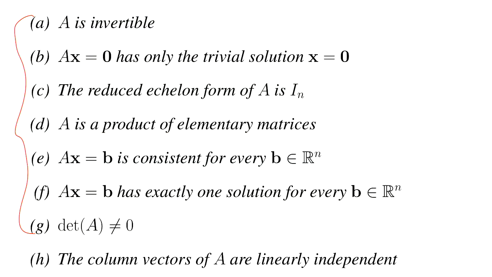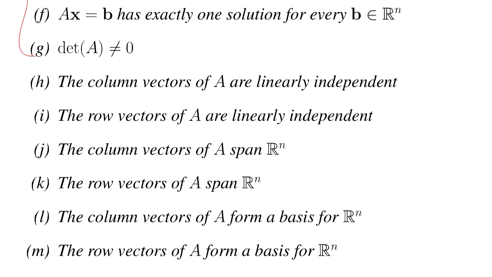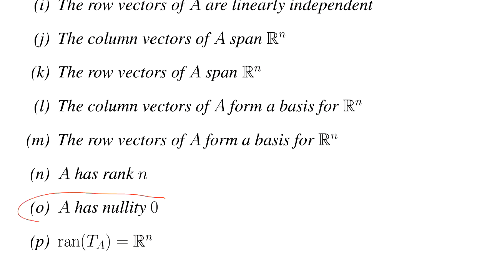Now, I will just point out that this one, the statement that the homogeneous system only has the trivial solution, is equivalent to saying the nullity is equal to what? 0. Right? So part B that we already had, if you write it in fancy language, it's precisely the statement that the nullity is 0. Right? Which is this one. So B immediately implies O.